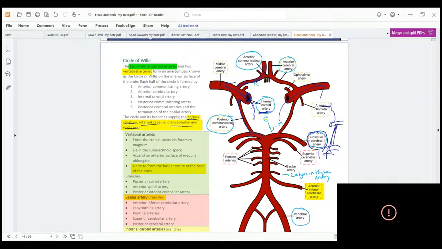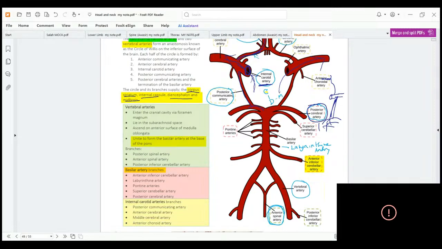And the basilar artery branches are the posterior cerebral, the anterior inferior cerebellar artery and the posterior inferior cerebellar artery. The posterior is from the vertebral. Okay, continue. Frontal branch, superior cerebellar artery.